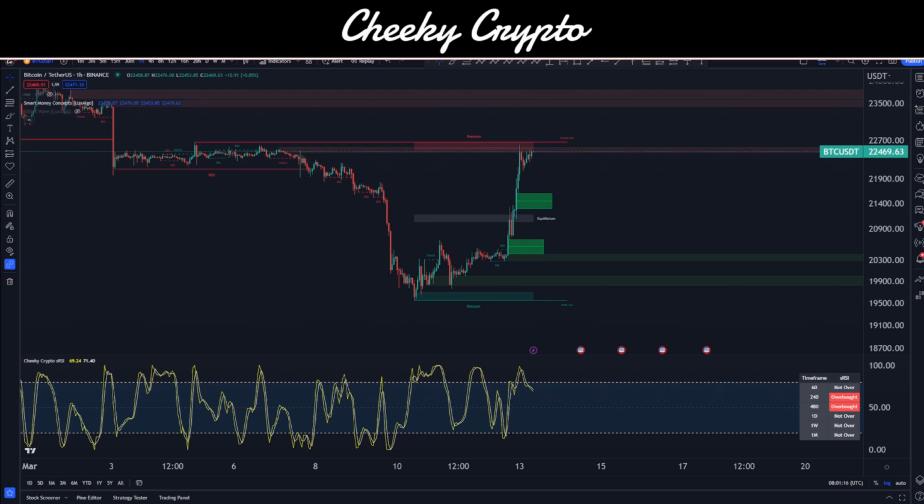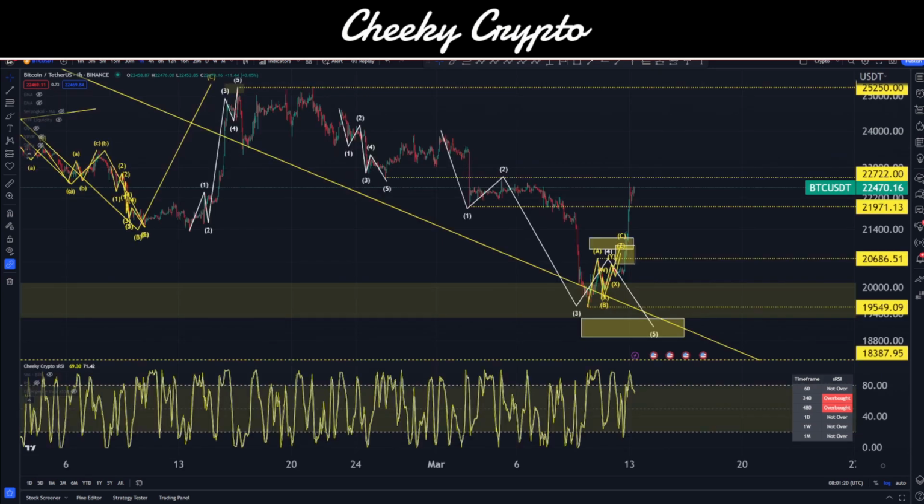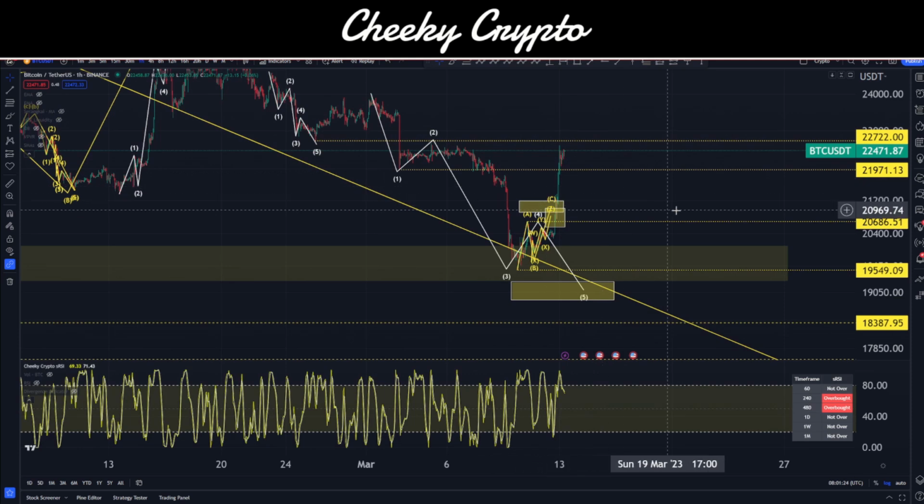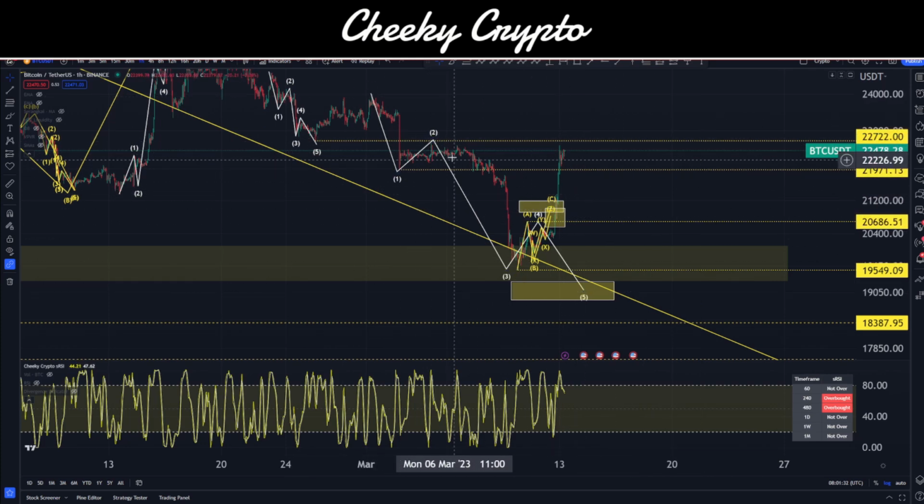Let's make a start with this one. There's a lot of things, as I said, to discuss. So let's start things off with some Elliott wave theory. We were tracking a 5-wave structure to move to the downside. As I said yesterday, we would create an invalidation if we were to go higher than 21,971, which we obviously did. So we are no longer in this impulsive structure.